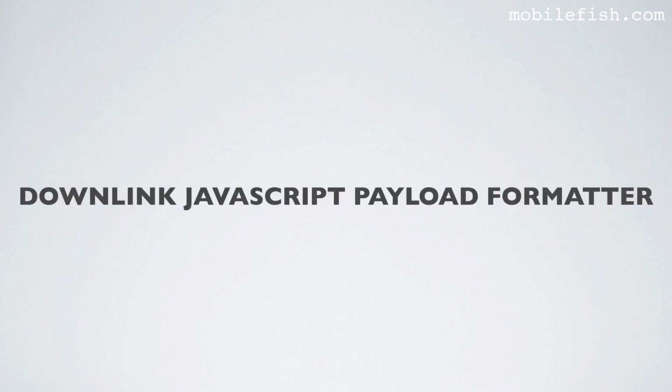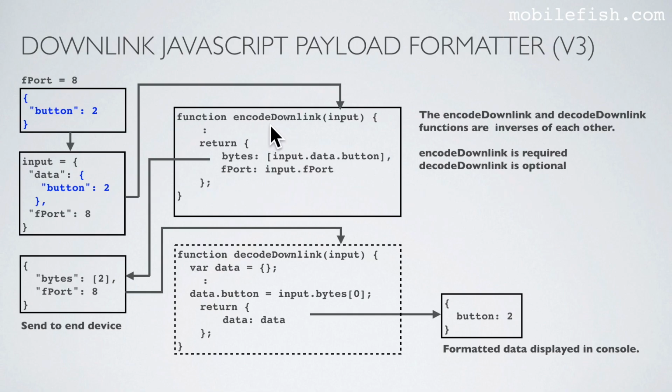Next, I will explain the downlink JavaScript payload formatter. This is the encode downlink function, and this is the decode downlink function. The encode downlink and the decode downlink functions are inverses of each other, which I will explain in a moment. The encode downlink function is required, but the decode downlink function is optional.